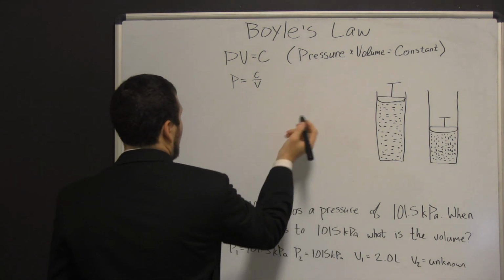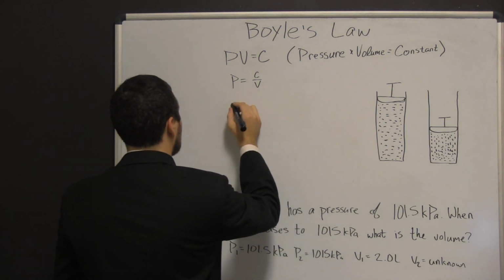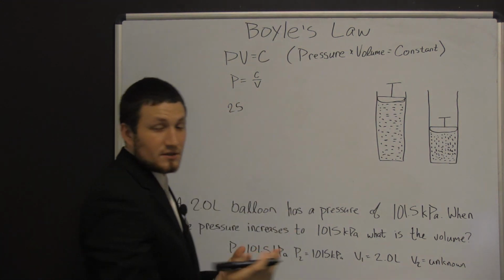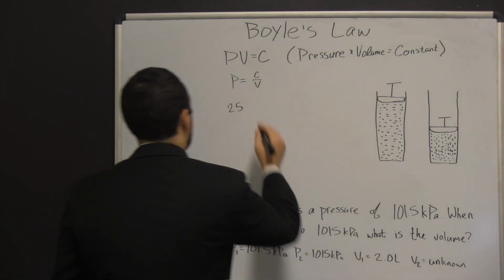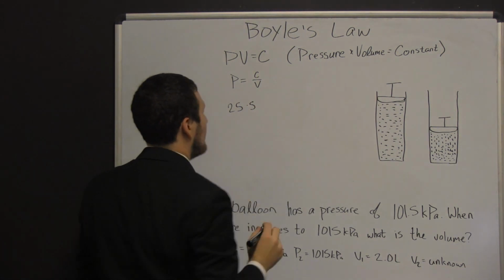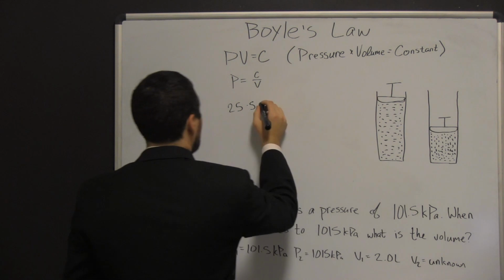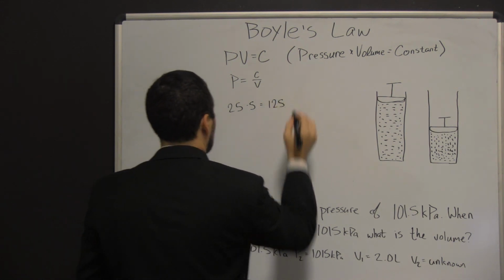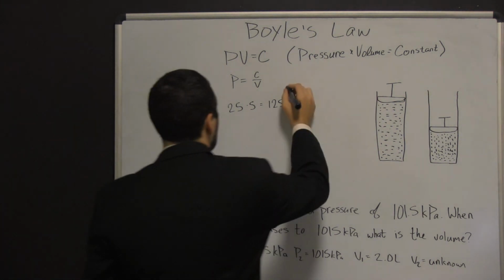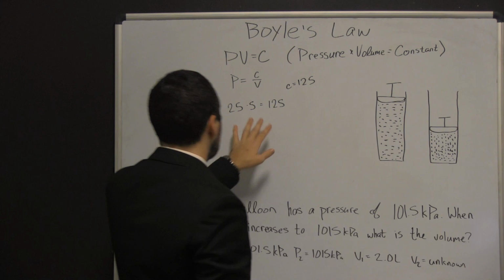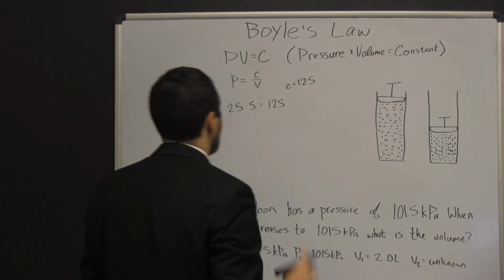So what this is saying is, let's take an example. Let's say that we have a pressure of 25 pascals. Pascals is the unit for pressure, and a volume of 5 liters, and that's equal to 125. So our constant in this case, C, is equal to 125. The constant changes, but we know that it always stays constant.